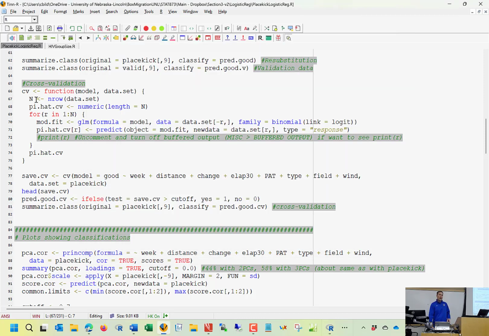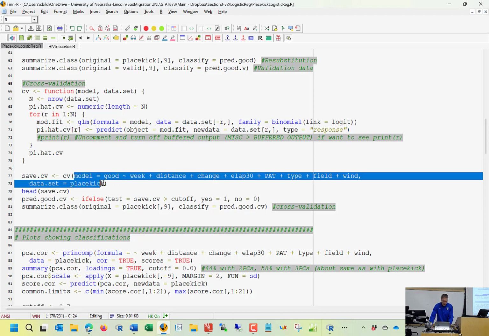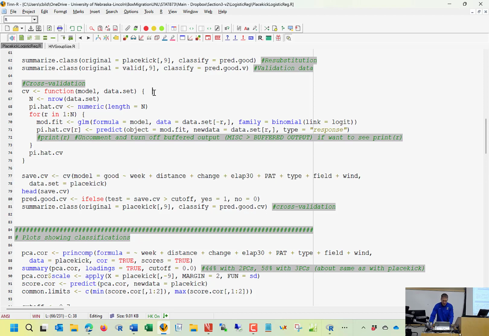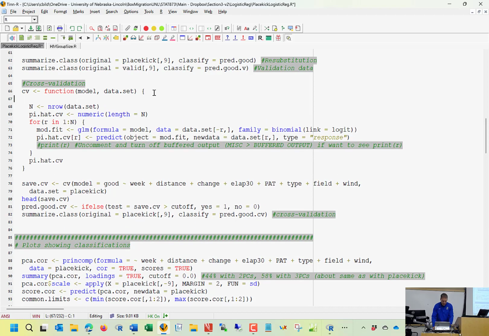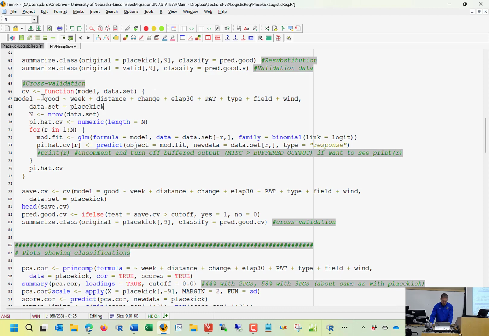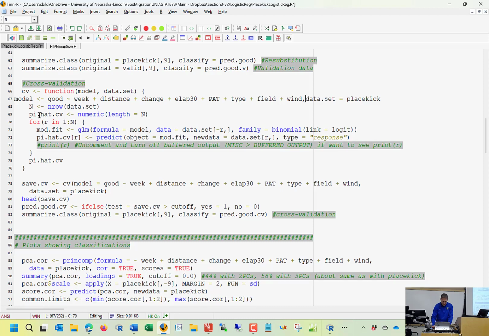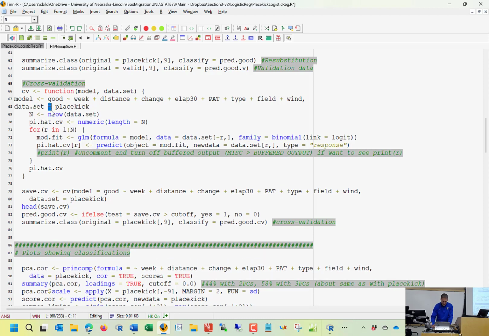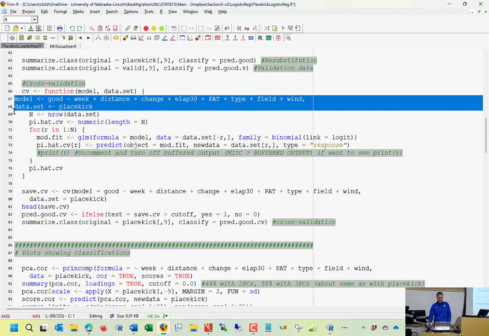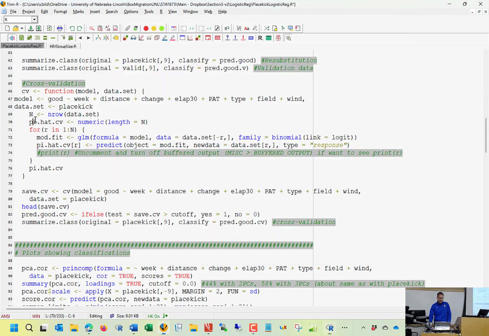Let's briefly talk about the code here. As a reminder, whenever you're faced with a new function and you want to understand exactly how it works, what you can do is go into the function itself and simply set the argument names to what they would be if you were to run the function. So I'm going to set model to be this, data set to be this. And now I can just simply run the code that's inside the function.